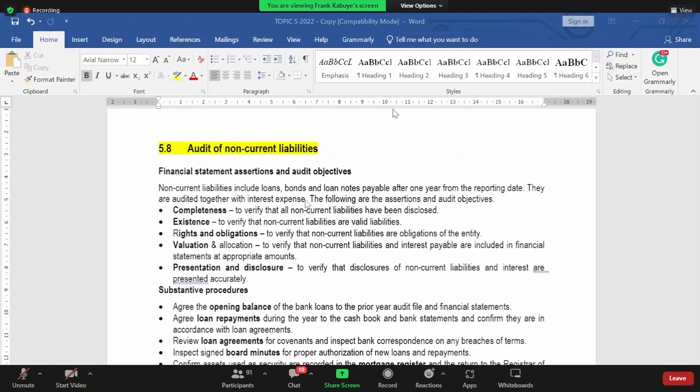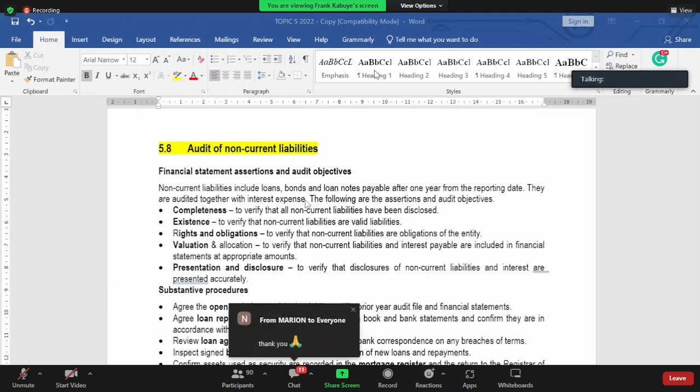But you guys, you must read. Auditing requires a lot of reading. So please read your notes and make sure that you understand whatever is in these notes.